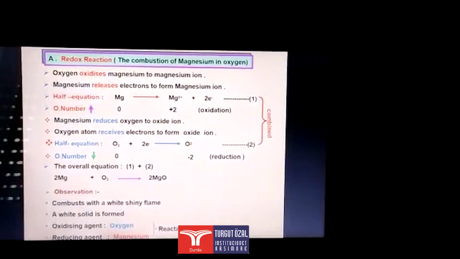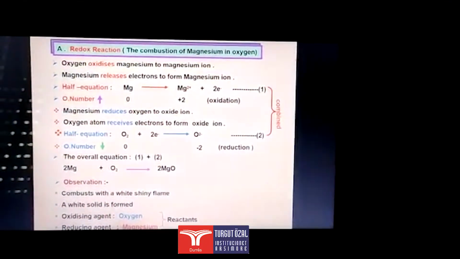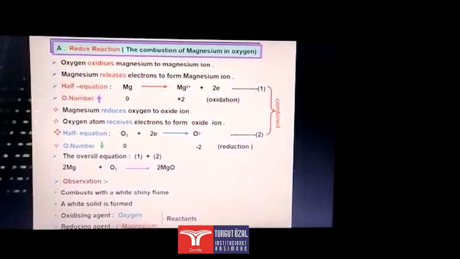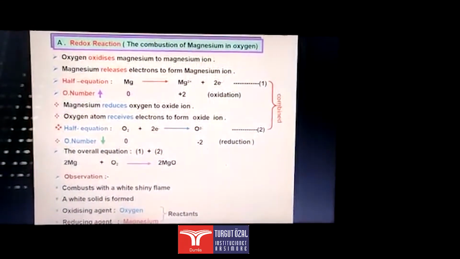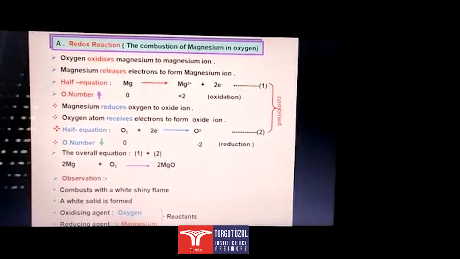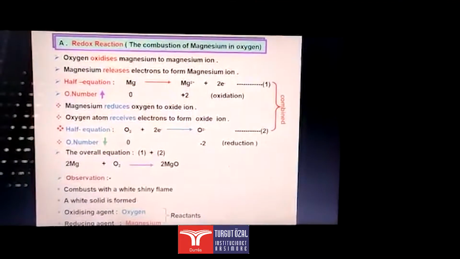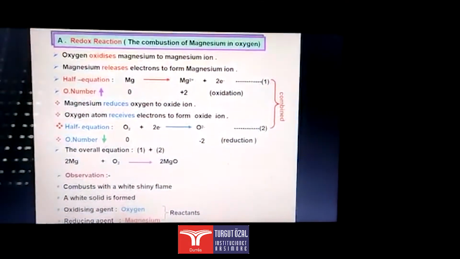Here is an example about the combustion of magnesium in oxygen. Oxygen oxidizes magnesium into magnesium ion. Magnesium releases electrons to form magnesium ion. The half equation will be Mg gives Mg2+ plus 2 electrons. The oxidation number goes from 0 up to +2, which is the oxidation.